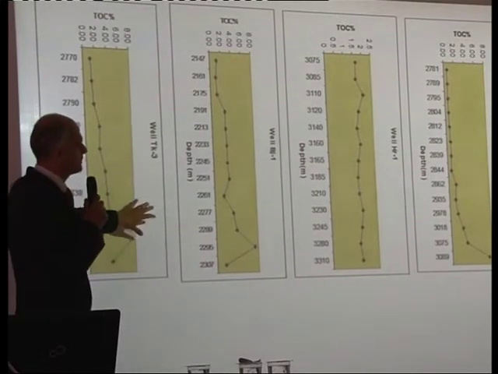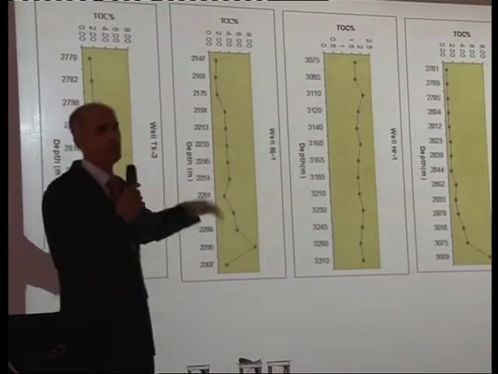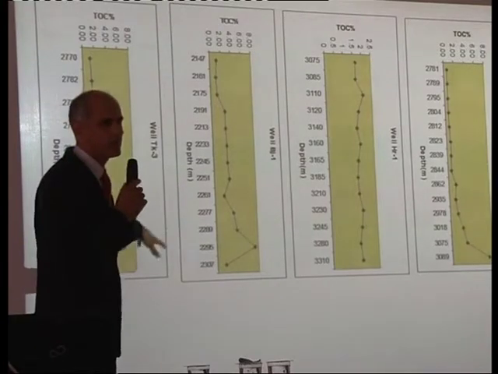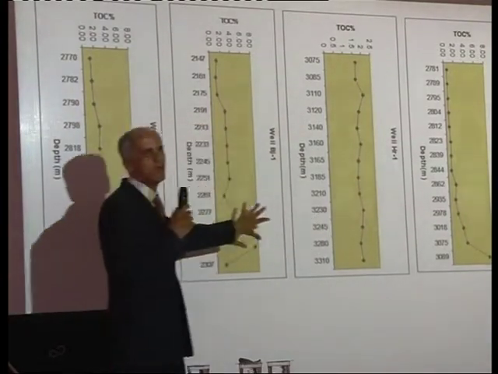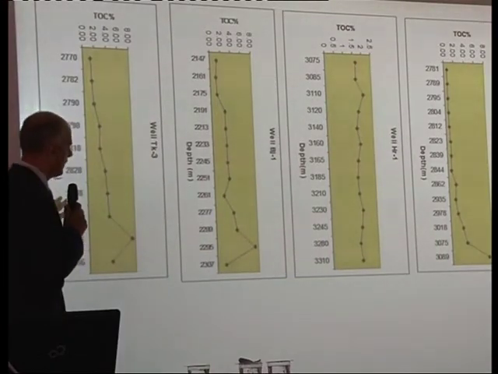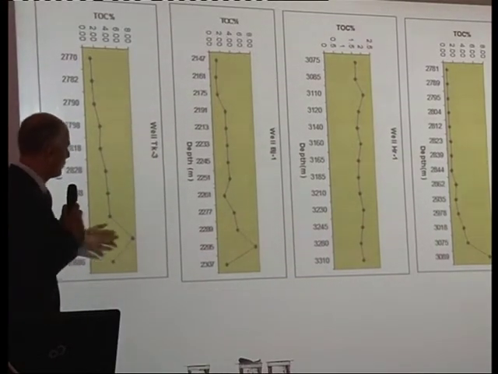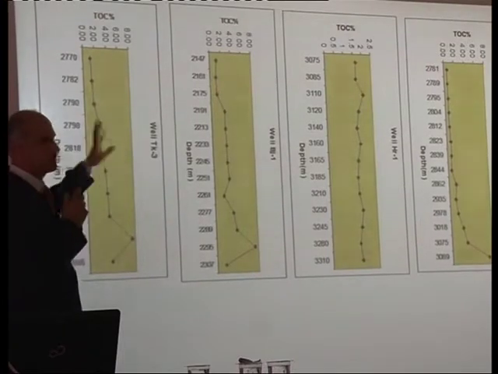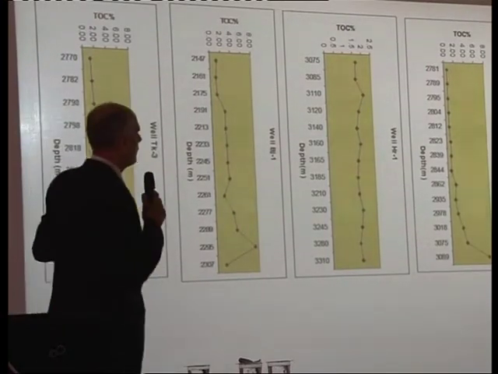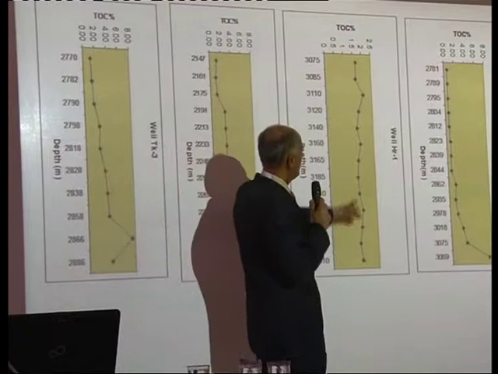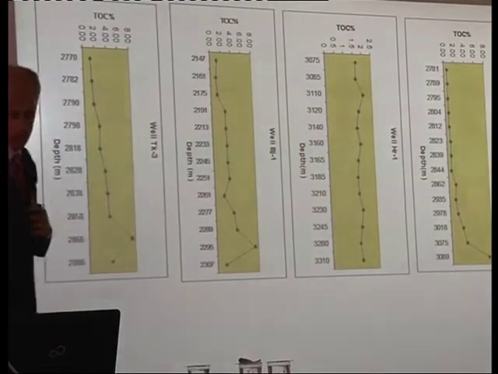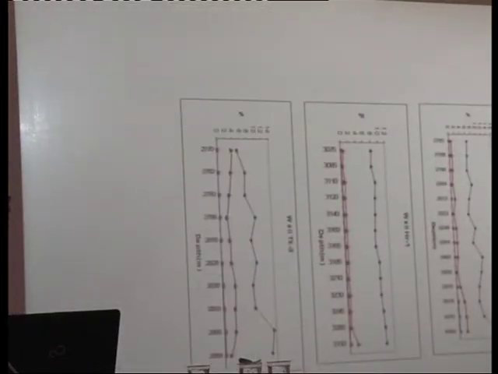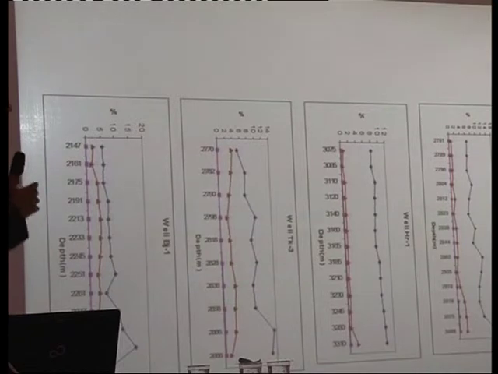You see here the distribution of total organic carbon in different sections. You see that the lower part is much richer in total organic carbon and it decreases upward, except in well Hamreen, which is nearly constant along the section of Chagara Formation in this area. So that's what I mean by geochemical correlation.